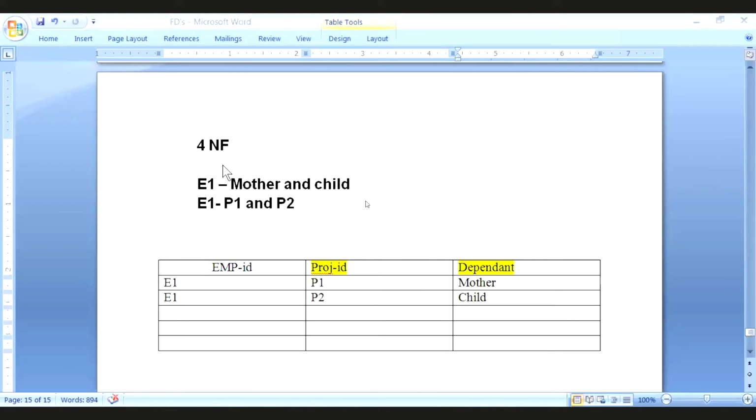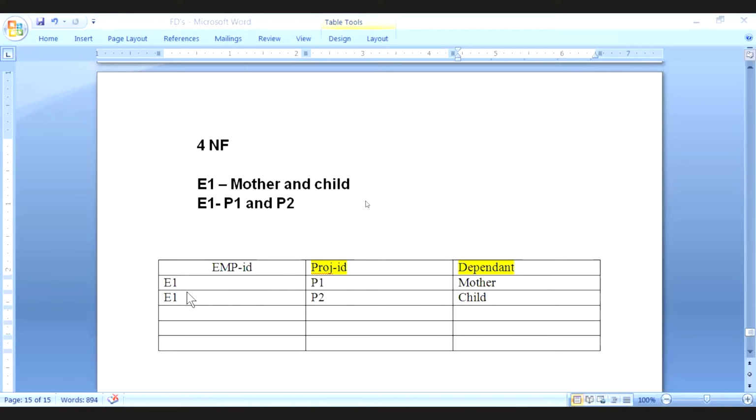Now, let me repeat it once more very fast. So we are doing 4NF. These are the three attributes: project ID, employee ID, and dependent. Project ID and dependent are independent of each other, because who is dependent on the employee is independent of what projects in the industry the employee is working with.